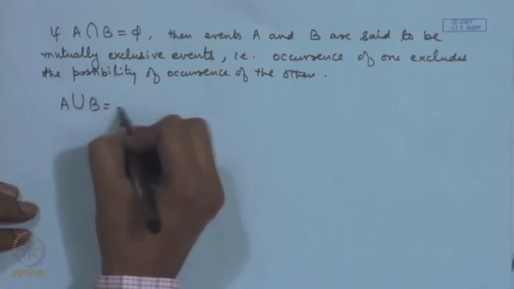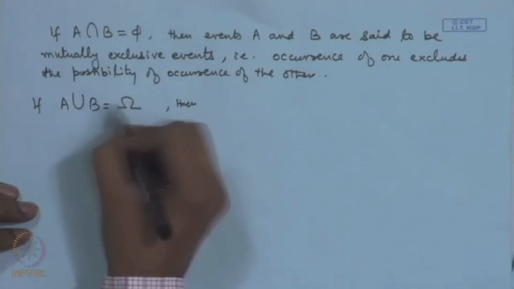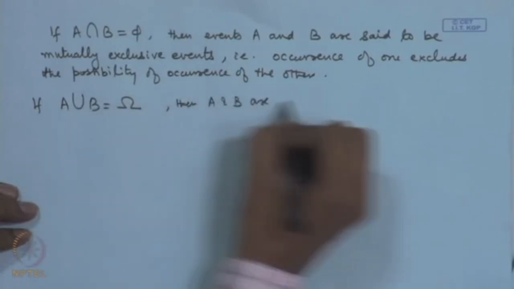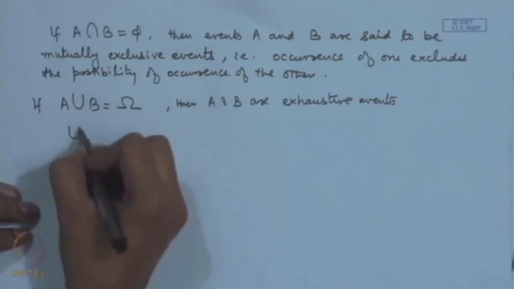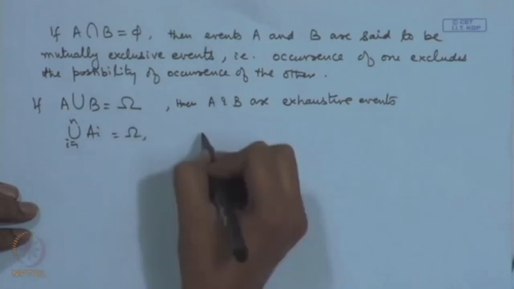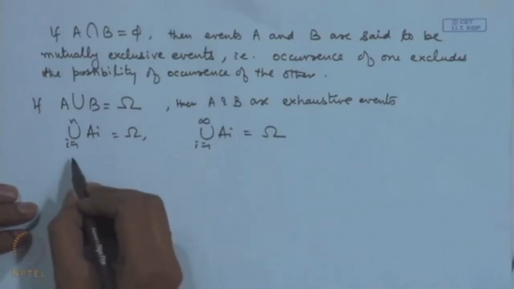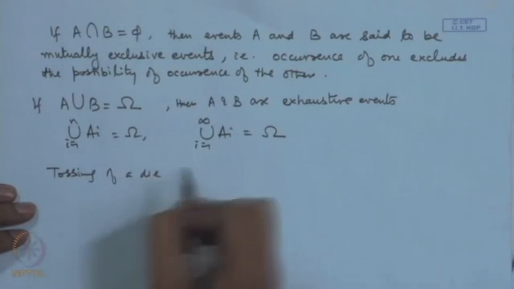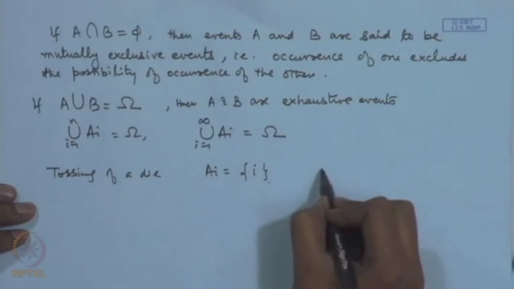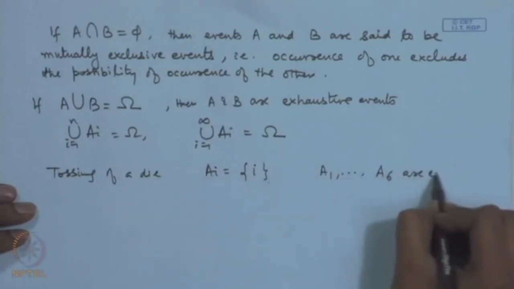There is also a chance that some of the events, for example, A union B is equal to the full sample space. If A union B is equal to omega, then all the possibilities of the sample space are considered by A and B. Then we say A and B are exhaustive events. This can be generalized. We may have union A I, I is equal to 1 to n, is equal to omega, or we may say union A I, I is equal to 1 to infinity, is equal to omega. See, for example, if we are tossing a die and we consider A I as I, then A 1, A 2, up to A 6, they will exhaust all the possibilities of 1 to 6. So, they are exhaustive.